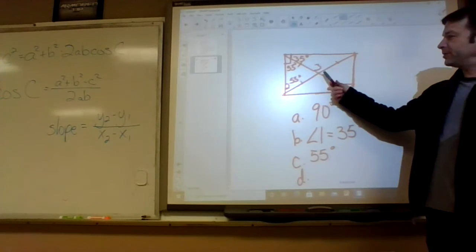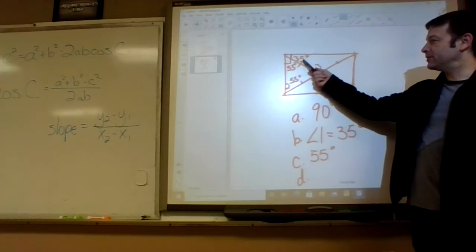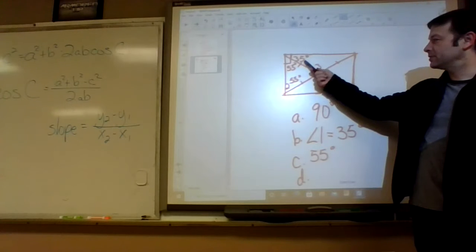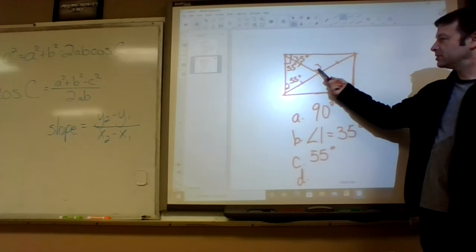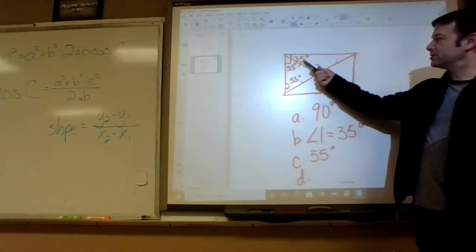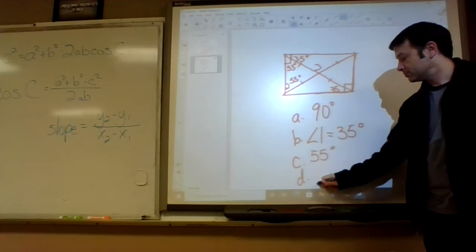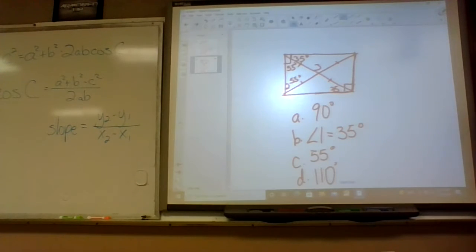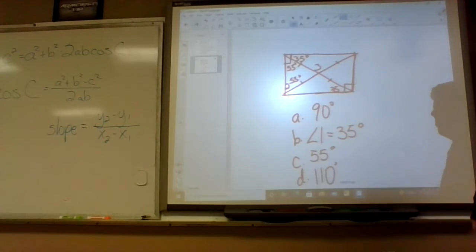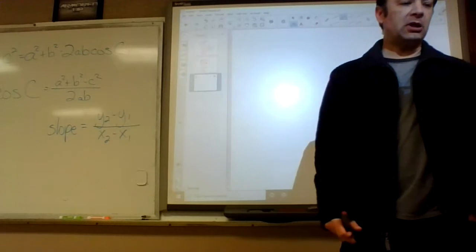On angle 3, we can use the isosceles triangle. If this is 35, what else has to be 35? The other one. So how can I find this one? Subtract from 180. 180 minus 35 minus 35 is 110.